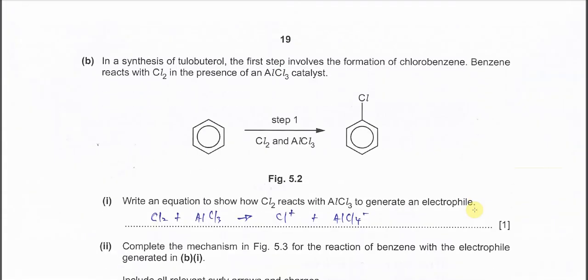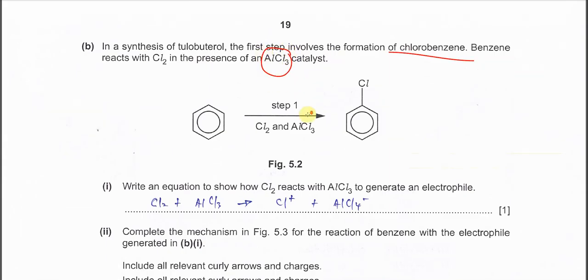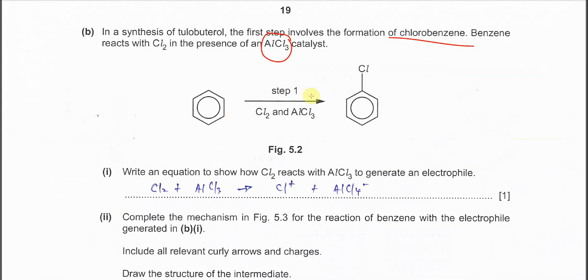Part B. In the synthesis of tulbutol, the first step involves the formation of chlorobenzene, in which benzene reacts with chlorine in the presence of the catalyst AlCl3. So this is the reaction. Must have chlorine with the catalyst, then chlorobenzene will form. Write an equation to show how the chlorine reacts with the catalyst to generate the electrophile.